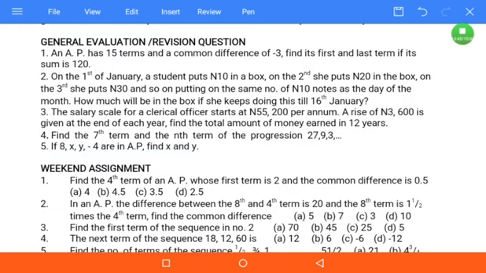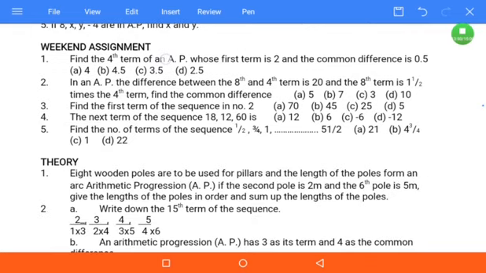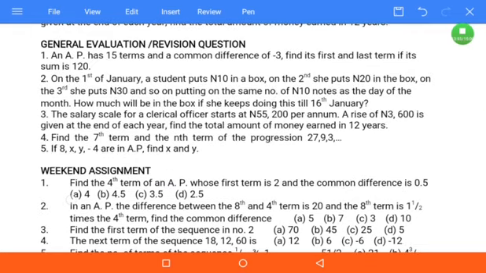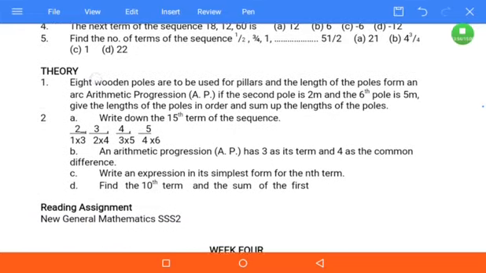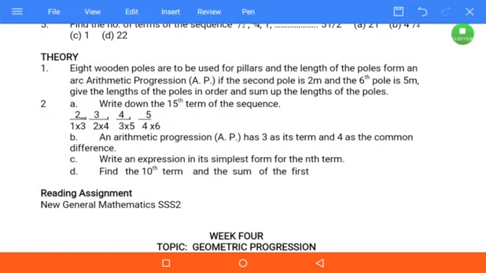Now you have a general evaluation here. Please do everything. You also have a written assignment. Lay your hands on them. They are simple questions that you need to understand and practice well for your external examination.